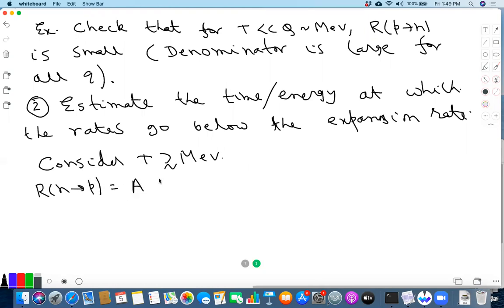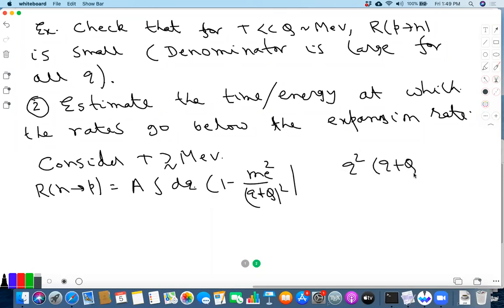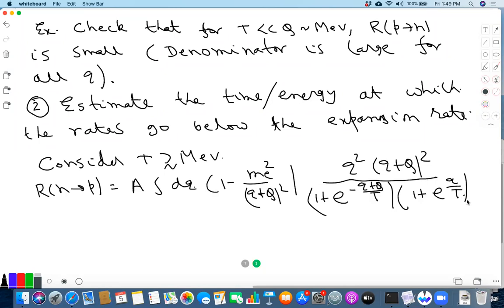is A times integral dq, 1 minus me square over q plus q whole square, and then you have q square q plus q square over 1 plus e to the power minus q plus q over t, 1 plus e to the q by t nu. I'm just ignoring the mu's because they are 0 anyway. Okay, I'm again not distinguishing between t and t nu.